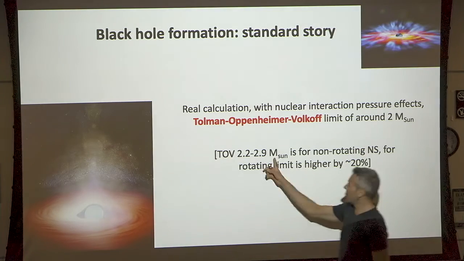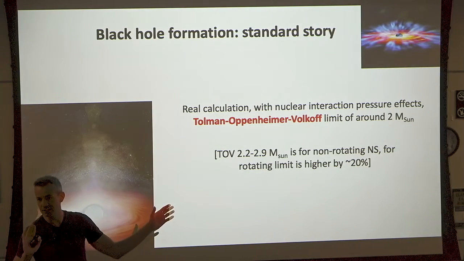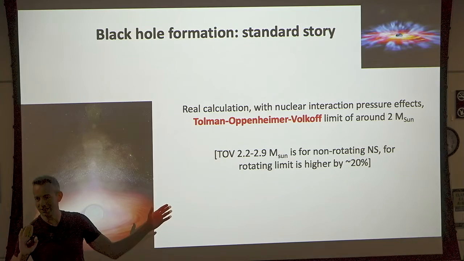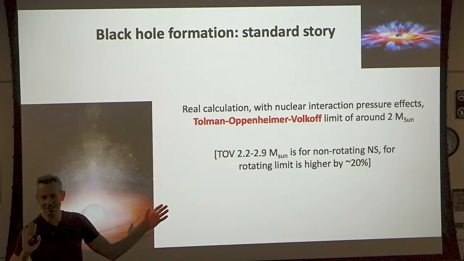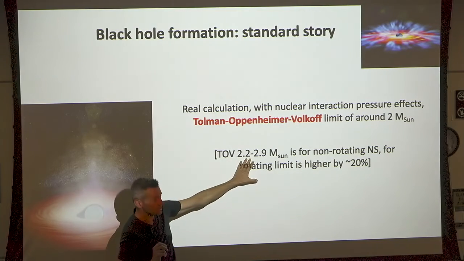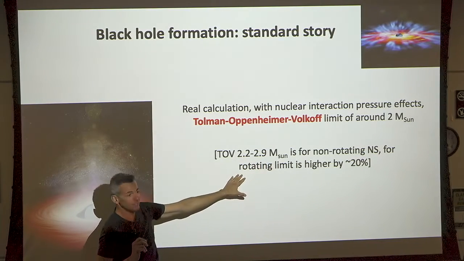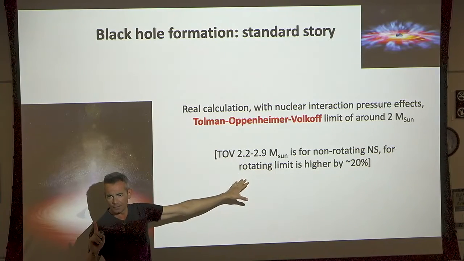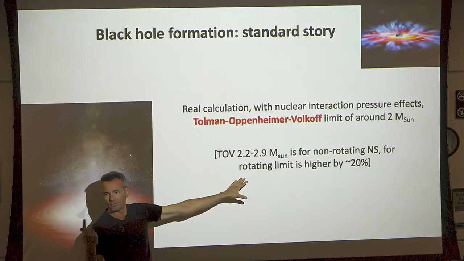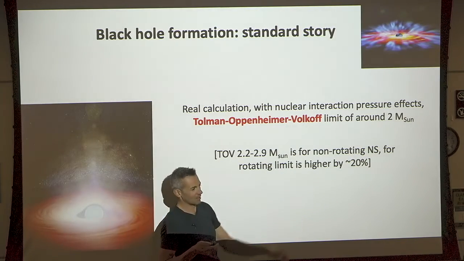In fact, the estimate is sort of theoretically uncertain because we don't really understand QCD at super high densities, and we don't really understand what happens at these pressures and temperatures. But the current estimate, as far as I know, for the TOV limit is between 2.2 and 2.9 solar masses. Note that this is for a non-rotating neutron star. When you add rotation, you can imagine that you have a little bit of rotational pressure, and so the limit is higher by about 20%.